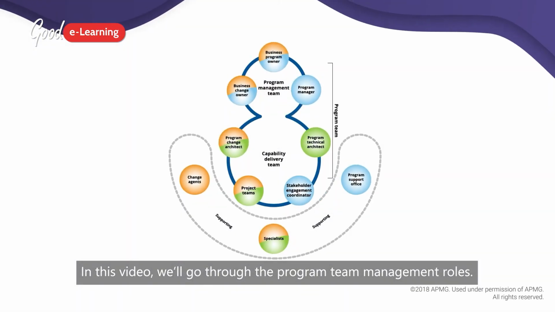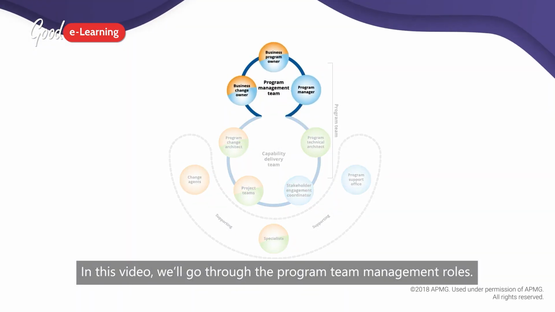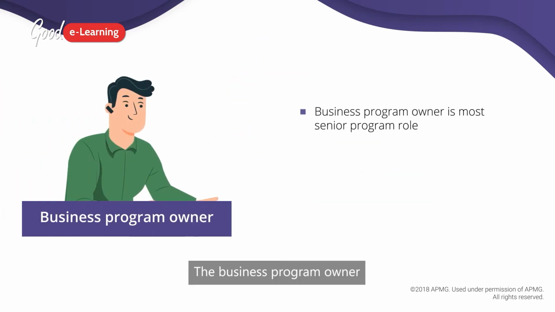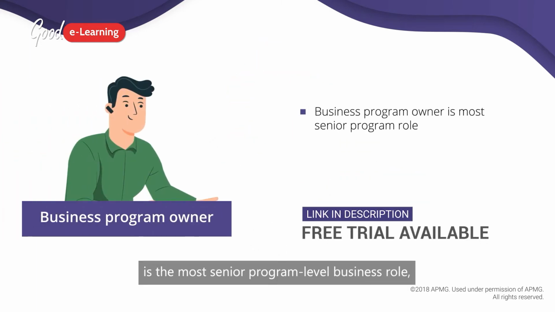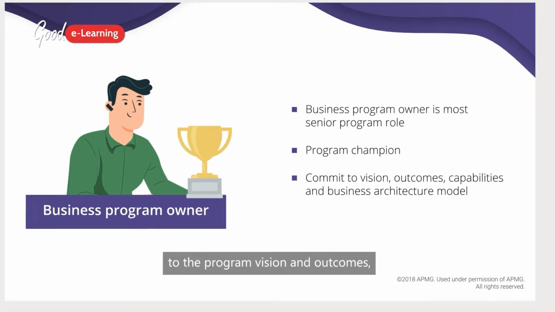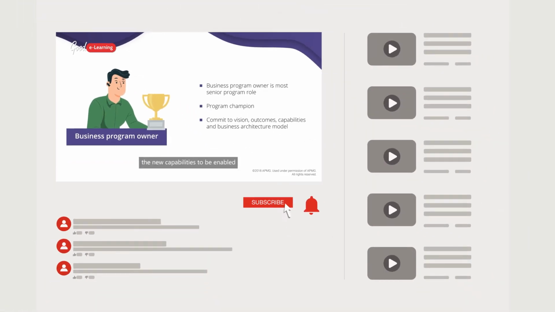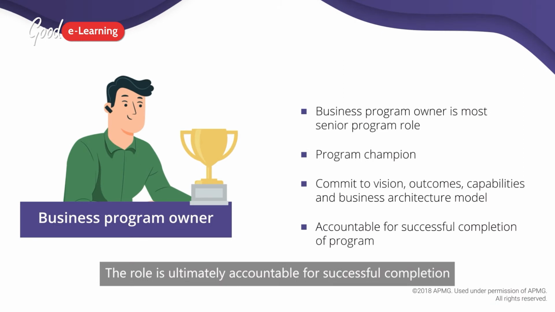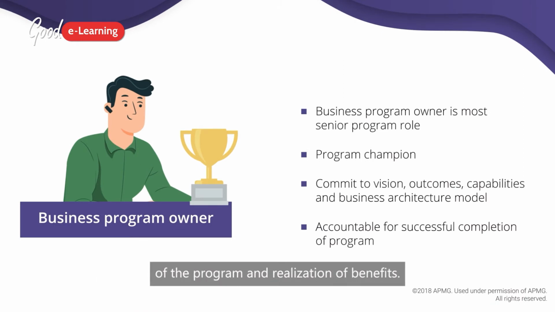In this video, we'll go through the program team management roles. The business program owner is the most senior program-level business role, and they are the program champion. This includes a commitment to the program vision and outcomes, the new capabilities to be enabled, and a new business architecture model. The role is ultimately accountable for successful completion of the program and realization of benefits.